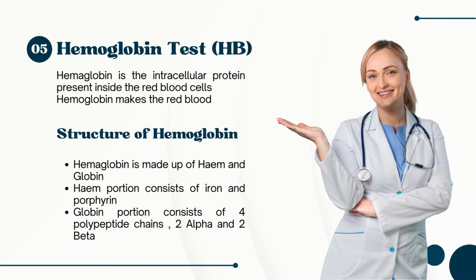Number 5. Hemoglobin test, HB. Hemoglobin is the intracellular protein present inside the red blood cells. Hemoglobin makes the red blood. Structure of hemoglobin. Hemoglobin is made up of heme and globin. Heme portion consists of iron and porphyrin. Globin portion consists of 4 polypeptide chains, 2 alpha and 2 beta.